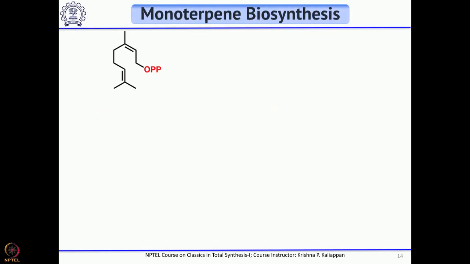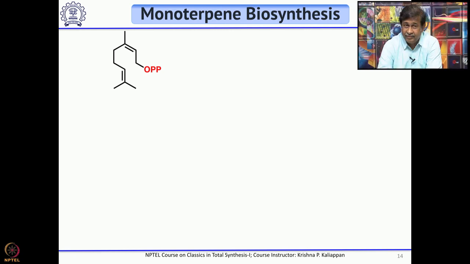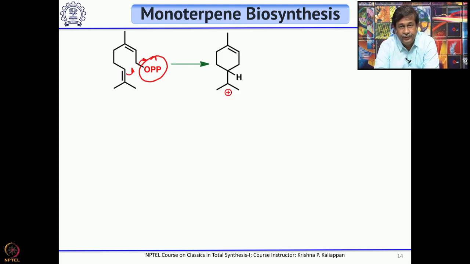How are monoterpenes synthesized in nature? What is the biosynthetic pathway? As I said, the starting material in nature for monoterpene is geraniol pyrophosphate. This is a good leaving group, which means that you can generate a carbocation. So this double bond, which is very close to this, can migrate and then pyrophosphate can move. That will lead to this tertiary carbocation.